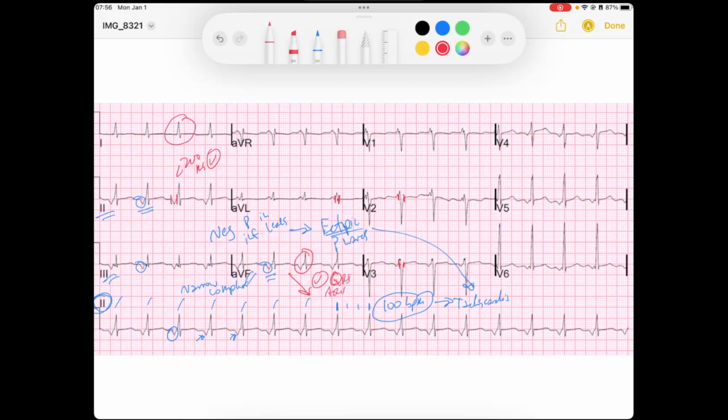When I scan throughout, I see I've got good R wave progression as I move through the precordium. And when I look through for my ST and T wave segments, I don't see any focal abnormalities that would make me concerned for some type of ischemia or infarction, and I don't see any pathological Q waves. And so what's this rhythm? This is an ectopic atrial tachycardia.